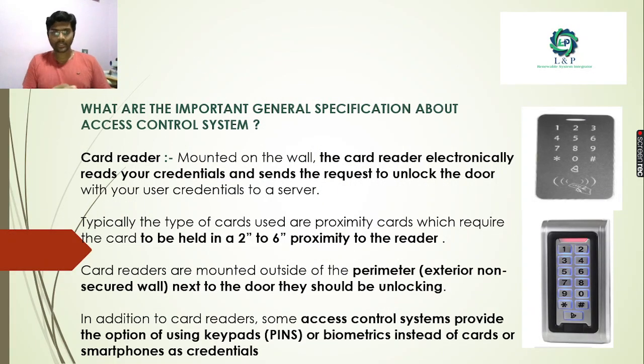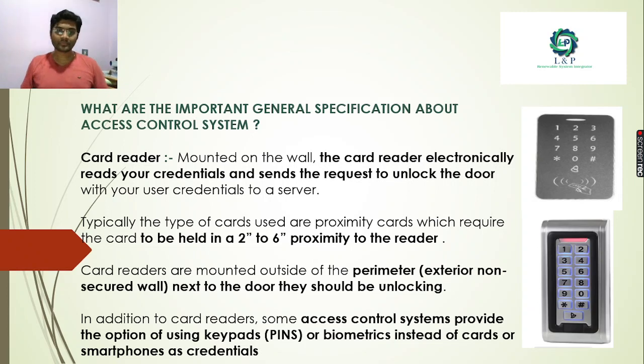As we enter into the topic of the access control system, there are certain devices which we use, which are the most important thing. The first and foremost thing in the access control system is the card readers. It will be mounted on the wall. It electronically reads your credentials and sends the unlock request to the server. Normally the card needs to be held at 2 inch to 6 inch proximity to the reader. Card readers will be mounted outside the perimeter next to the door.